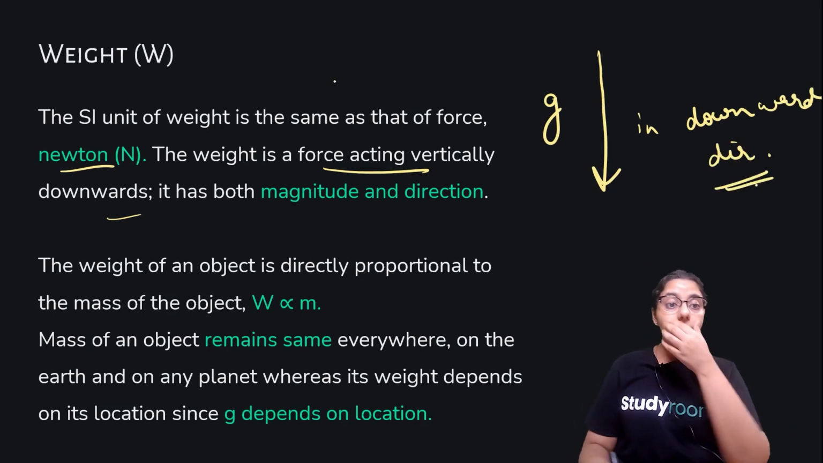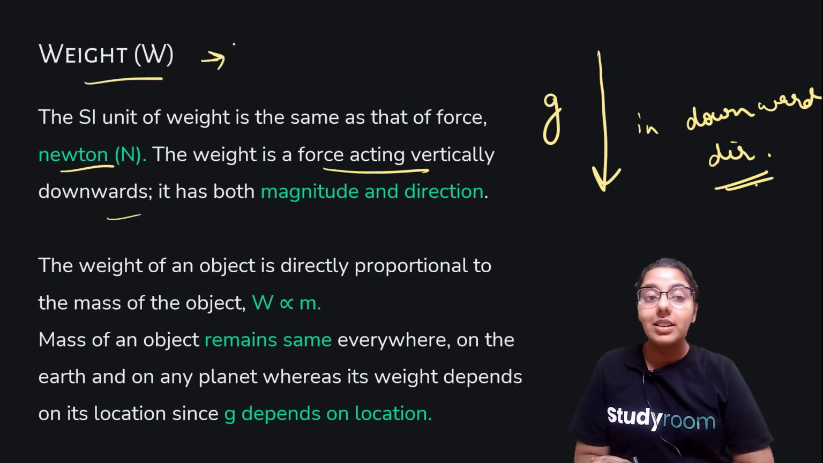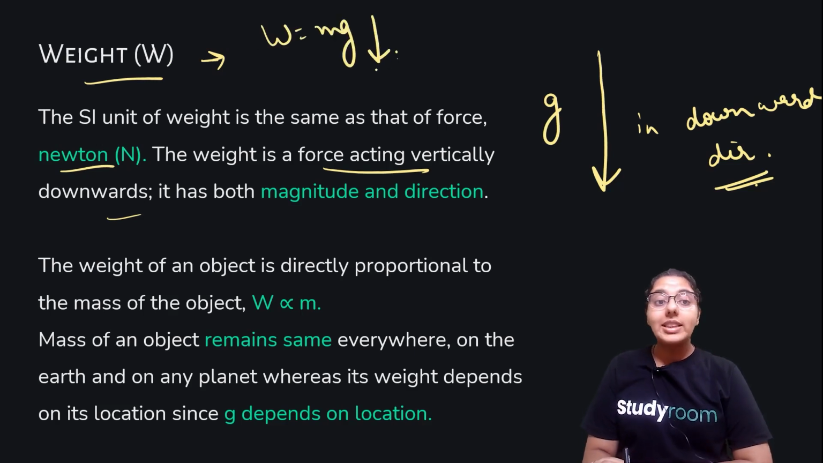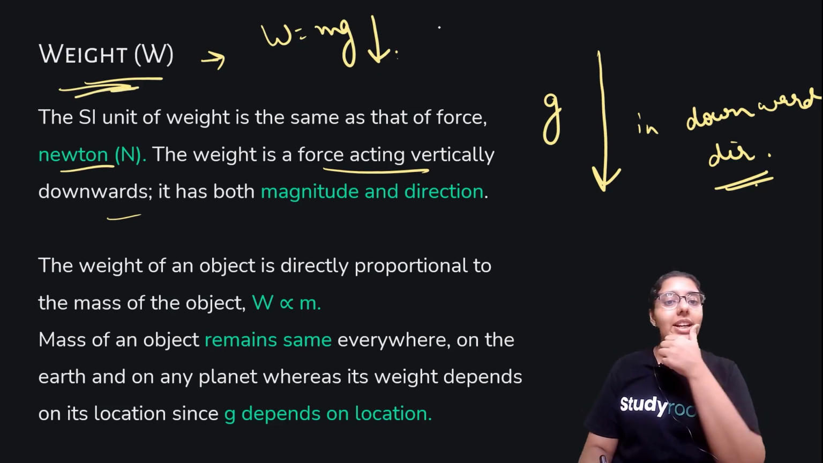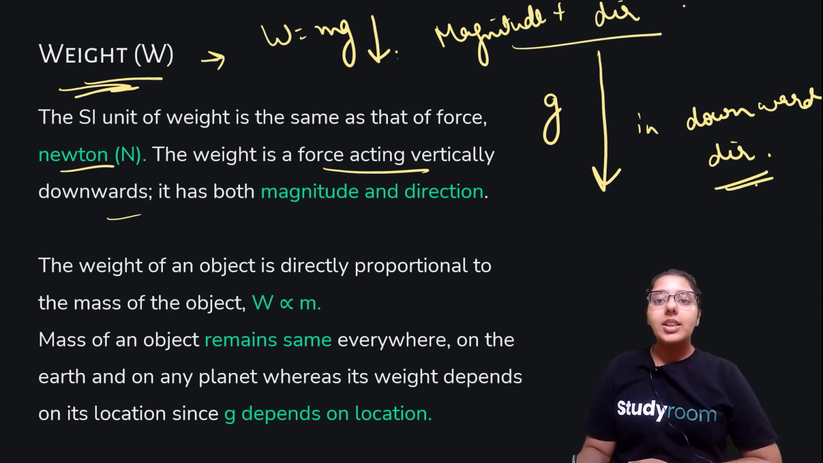So do tell me, is weight scalar or vector? We know that weight is equal to mg. g is acting in the downward direction. What does that mean? That your weight has direction. So your weight has magnitude as well as direction. So what does that mean? That weight is a vector quantity.